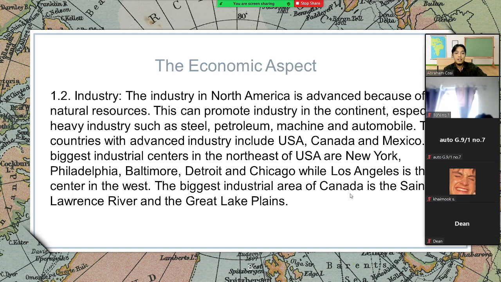We have Detroit and Chicago, and these are in the northeast. But in the central west, Los Angeles is the center of industry in the west. And for Canada we have the St. Lawrence River and the Great Lakes Plains.